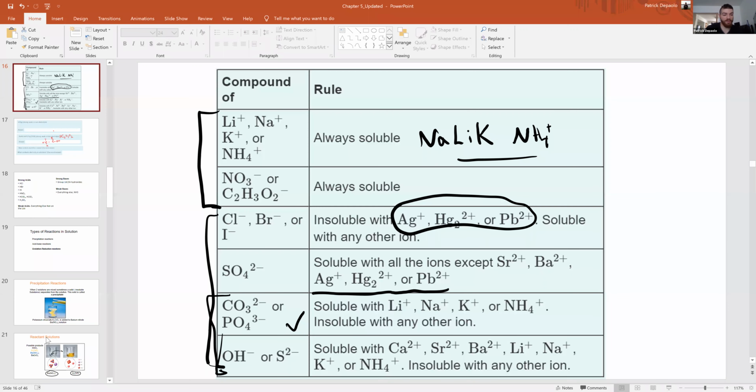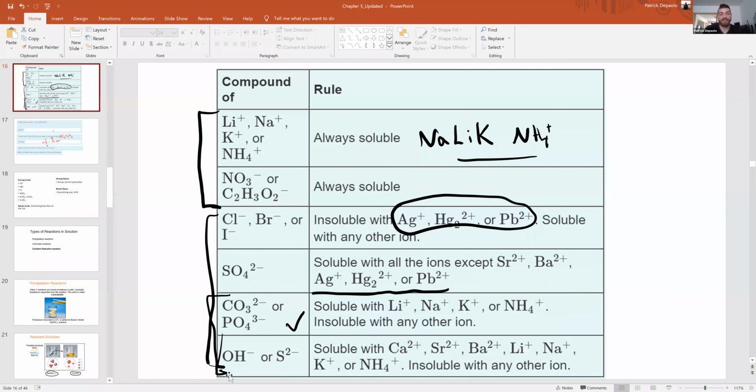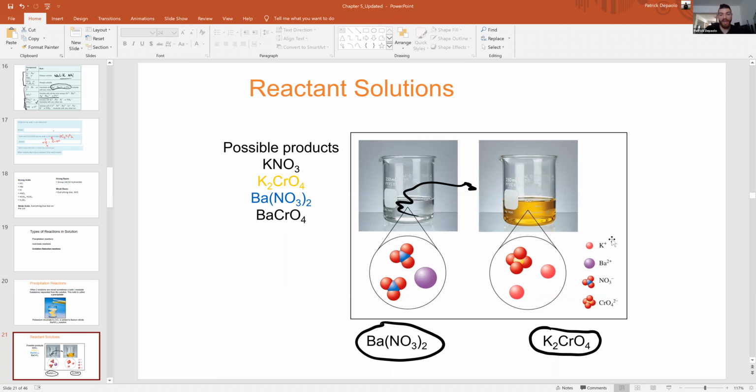Like we just did, where obviously barium and chromate are not listed in this thing. If you want to get an extended version, they might be listed, but it's a lot to remember. So if you know the basics that every time you have potassium, every time you have nitrate, they're soluble, then by process of elimination, barium and chromate would be not soluble if you know it's a precipitation reaction.